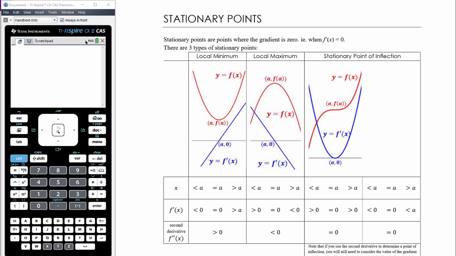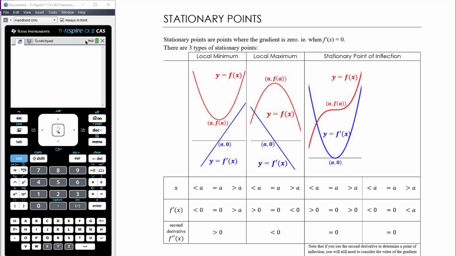So stationary points are points where the gradient is 0. Okay, so that is when your derivative is equal to 0. And there are three types of stationary points: turning points, which could be a local minimum or local maximum, or stationary points of inflection. Now, we're actually missing a diagram here in this table, so let's take the opportunity to draw it in. Let's talk about the ones we've got here, and then we'll draw in the third one.